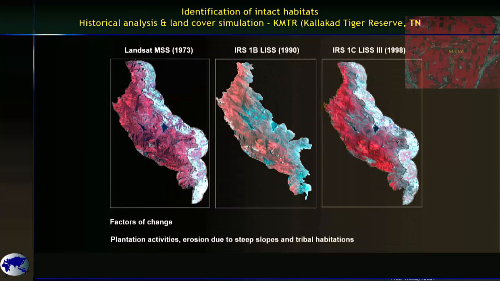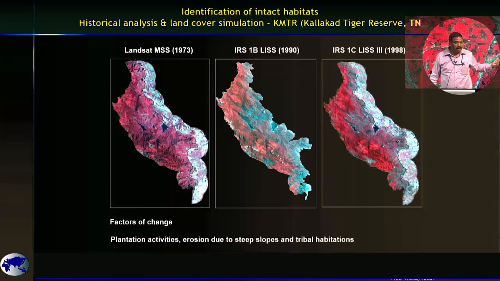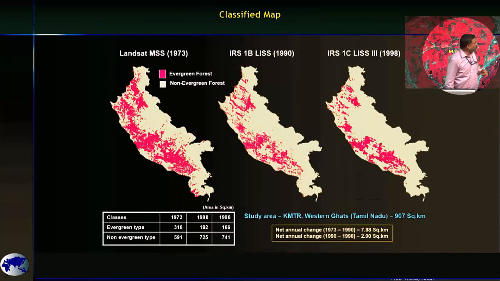Similarly, there was one question about temporal change. You can see that in 1973 the satellite image was taken, then 1990 and 1998. You can easily identify which are the core areas where the habitat is, and this is part of one of the tiger reserves, Kalakad Tiger Reserve in Tamil Nadu, which shows that if you have 30 years of data, you can identify the core zones where the habitat exists. So that type of analysis can be integrated within GIS and can help you.